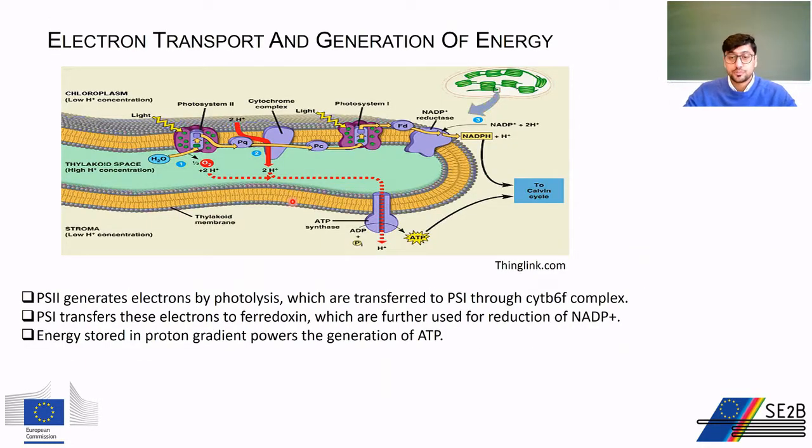This is the electron transport chain and generation of energy. Photosystem 2 generates free electrons by splitting of water. These electrons are transferred to photosystem 1 through the cytochrome b6f complex, as you can see in this picture. And these electrons are transferred from photosystem 1 to ferredoxin, which is used for reduction of NADP. The energy gradient created by the proton gradient is used for generation of ATP, which is further used for dark reactions in photosynthesis.